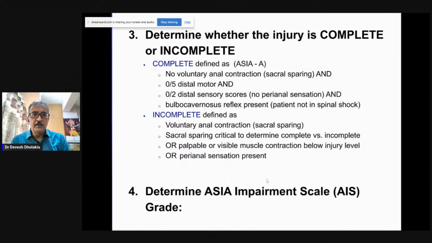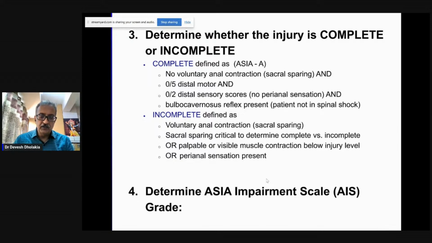Determine whether the injury is complete or incomplete. Complete injury is called ASIA A, and incomplete is detected by sacral sparing. I'll come to that a little later. Or there may be some voluntary visible contraction, or there may be some perianal sensation present. That means it's an incomplete injury, and there is hope for further recovery in such patients. So that's the importance of finding out whether the patient has a complete or an incomplete injury. If it's complete, the injury is unlikely to improve with time, while if it's incomplete, we are hopeful that the patient will recover to a certain extent or sometimes fully after a spinal injury.